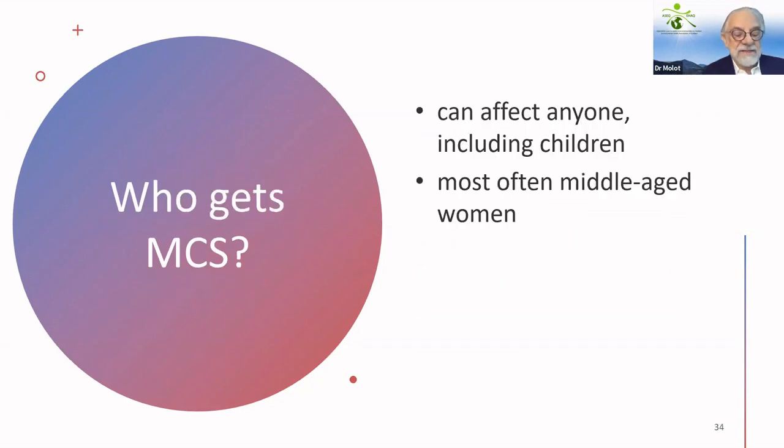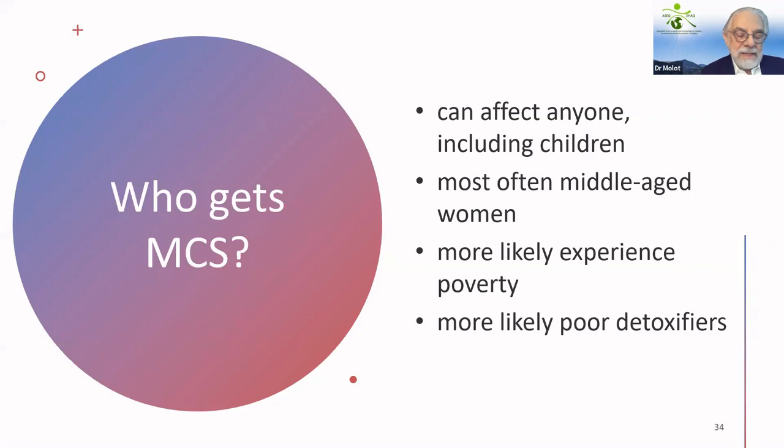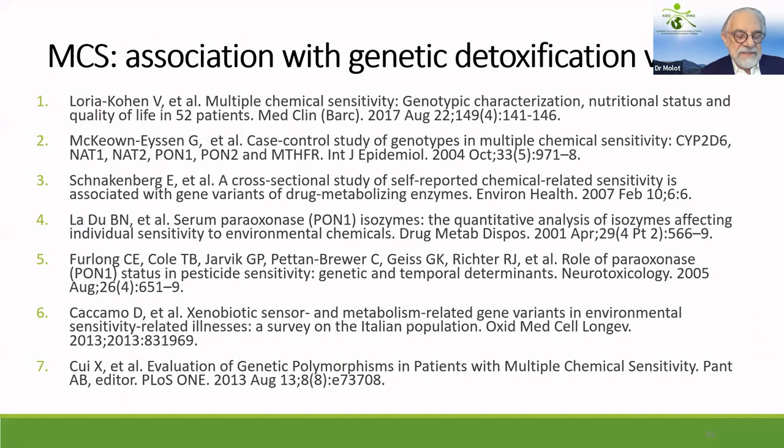Anybody can get MCS, including children, but the cohort most commonly affected is middle-aged women, and they're more likely to experience poverty, and they're more likely to be poor detoxifiers. There are 7 published studies, if you're interested in reading them, that have demonstrated that MCS patients have more genetic variants for poor detoxification compared to controls.